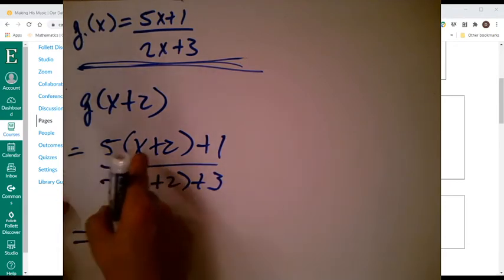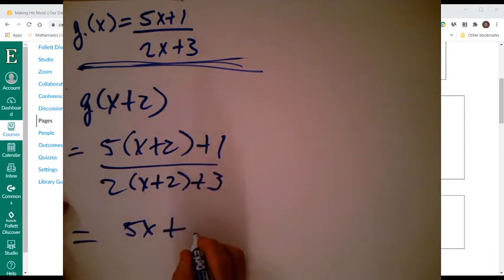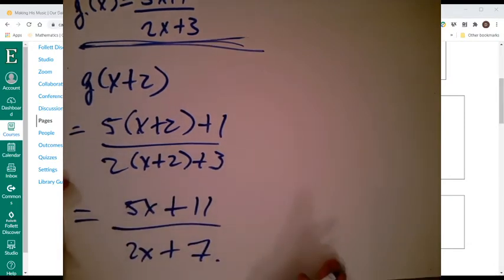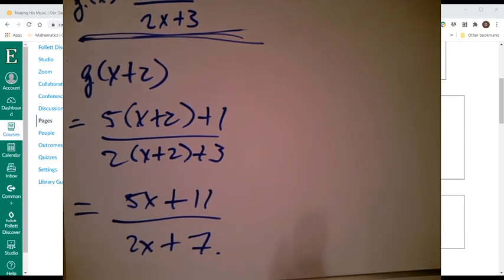When I simplify it, I'm going to get 5x on top. That's plus 10 plus 1. Nope. Yeah, it's 11. On the bottom, I'm going to get 2x plus 4 plus 3. And we can see that's our final answer for g of the quantity x plus 2.